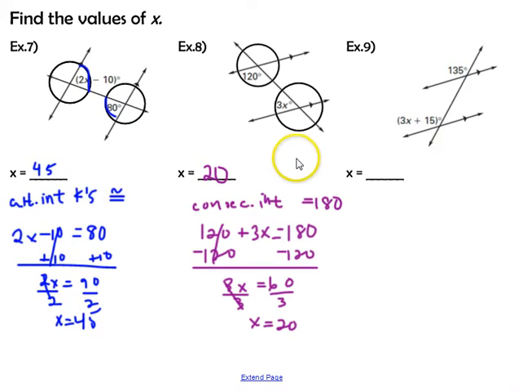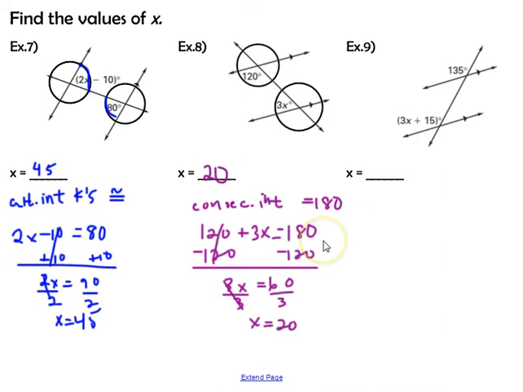Now when you work out example 8, hopefully you recognize that angle 120 and the one labeled 3x are consecutive interior angles. They're on the same side of the transversal and they're inside the two lines. And remember, consecutive interior angles are supplementary. So this time you have to take 120 plus 3x equals 180.